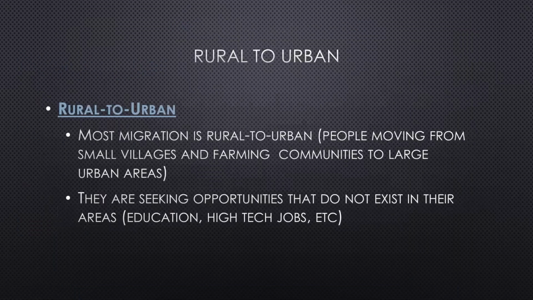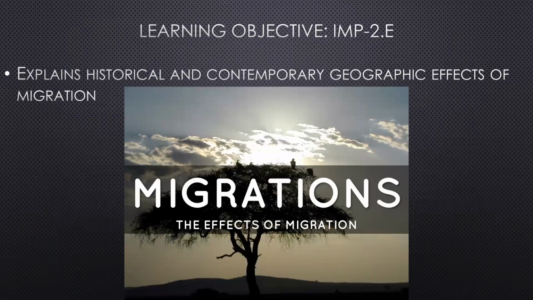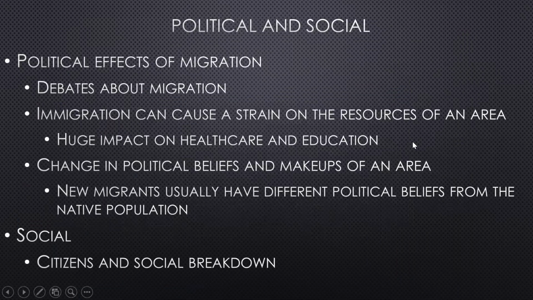Forced and voluntary. Okay, so now last topic here, we've got the effects of migration. A little bit different here, all right? Learning objective: explain historical and contemporary geographic effects of migration. So let's just look at political and social effects to begin, right? If we're thinking today, right? So political effects of migration.